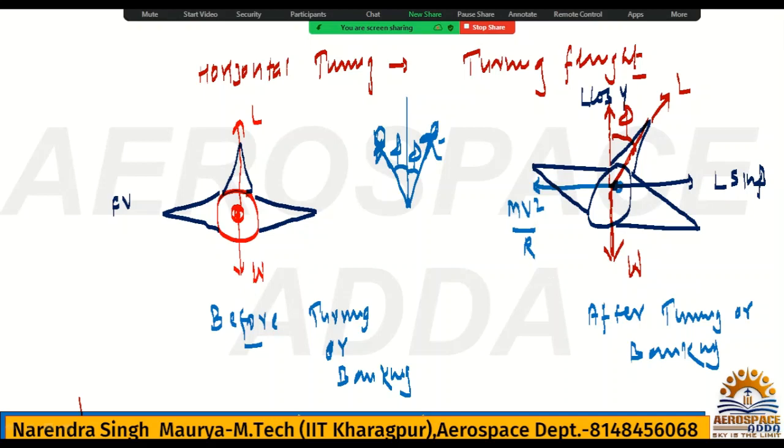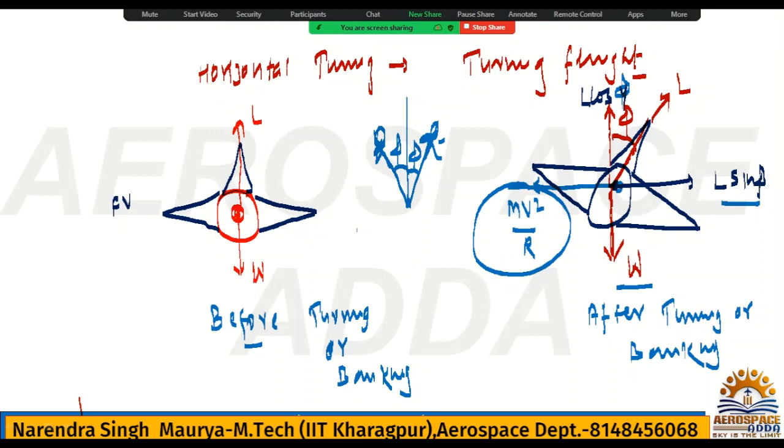What is this force? Obviously weight will be balanced by the lift component, which is nothing but L cos phi. Not gamma, sorry, L cos phi. And obviously the lift's horizontal component will be L sin phi. So what will this be called? This is the force. If you remember, in circular motion there was centrifugal and centripetal force. So towards the center and away from the center.